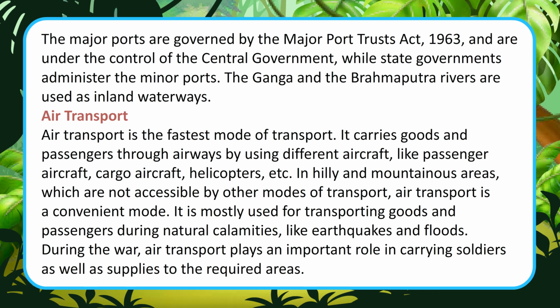The major ports are governed by the Major Port Trusts Act, 1963, and are under the control of the central government, while state governments administer the minor ports. The Ganga and the Brahmaputra rivers are used as inland waterways.